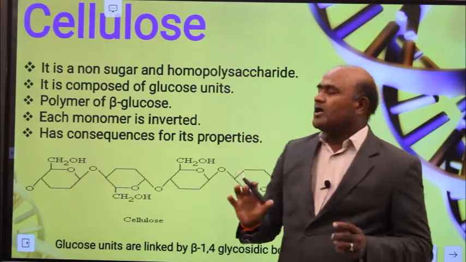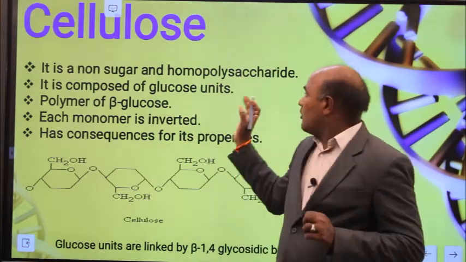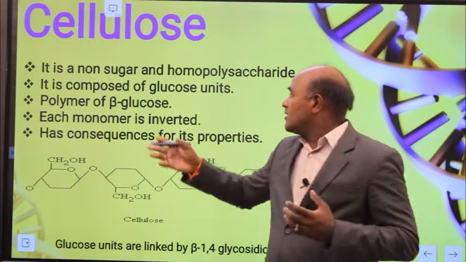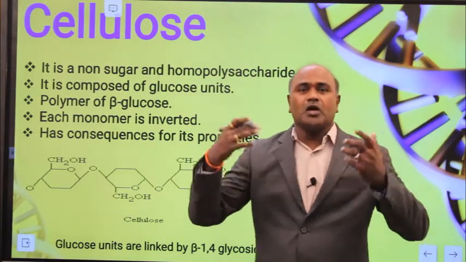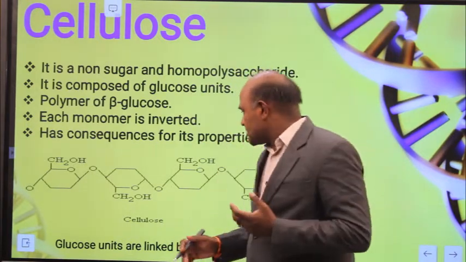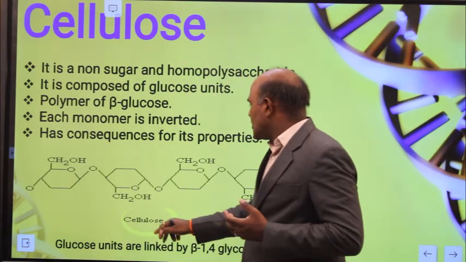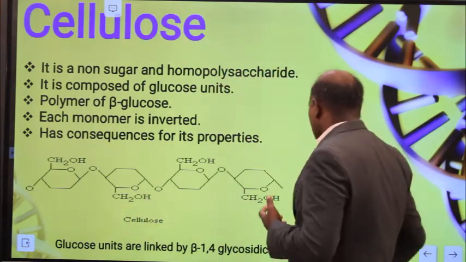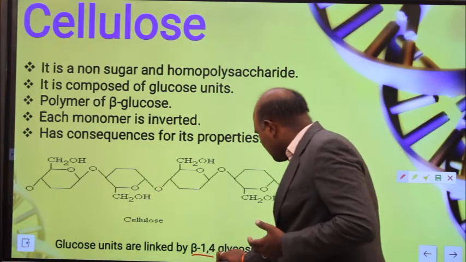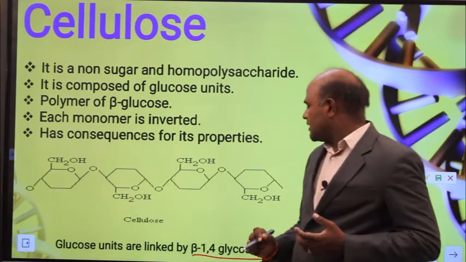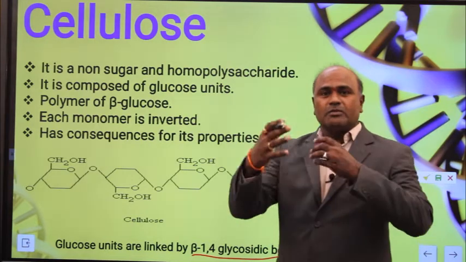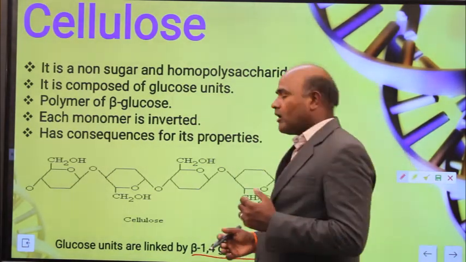So cellulose is a non-sugar homopolysaccharide. It is composed of sugar units and forms a polymer of beta glucose units. Each monomer is inverted, and this gives it its properties. You can see here this is cellulose, with a beta 1,4 glycosidic bond. They have a linkage of beta 1,4 glycosidic bond.